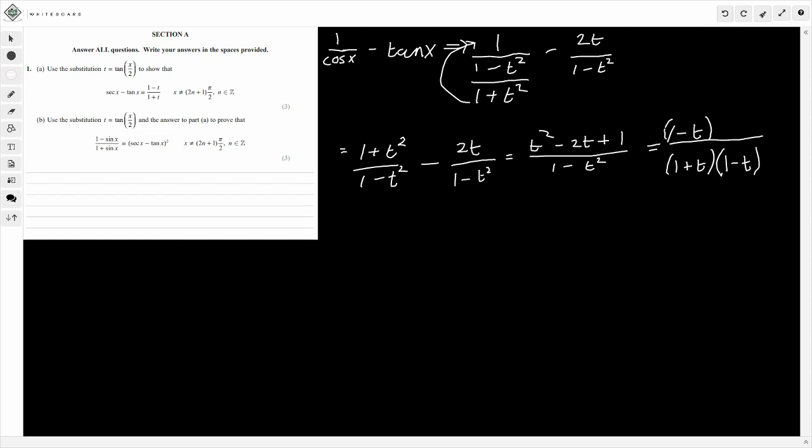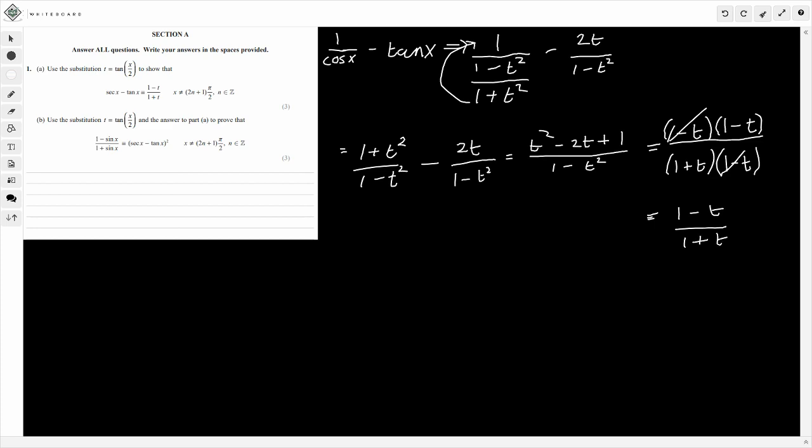But what do we times this by to get this? Well, 1 minus t times something gives me this. This is clearly got to just be 1 minus t again. This would be 1 minus t squared. And now we can cancel. So what this is going to give us, if we cancel one of them, is clearly identical to 1 minus t divided by 1 plus t.